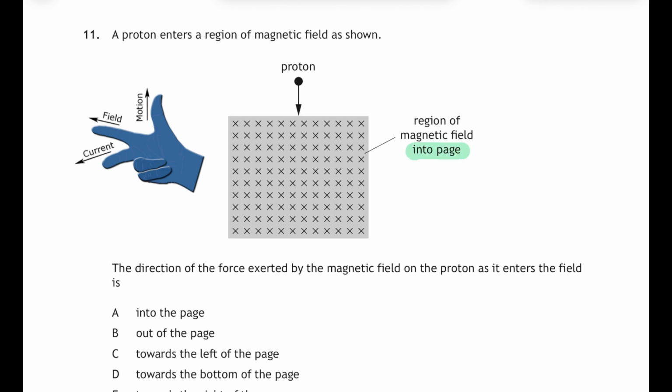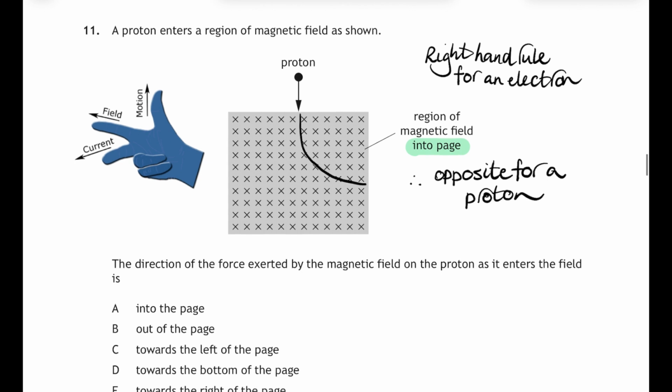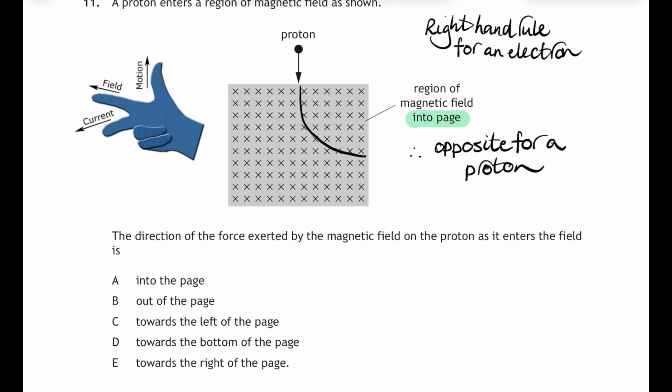So if you point your first finger into the page, your middle finger is the direction of the charge, so that's down the page, then that makes my thumb point towards the left-hand side of the page. But bear in mind, the right-hand rule is for an electron, so it will be the opposite for our proton. So the proton will experience a force towards the right-hand side of the page. So that is answer E.